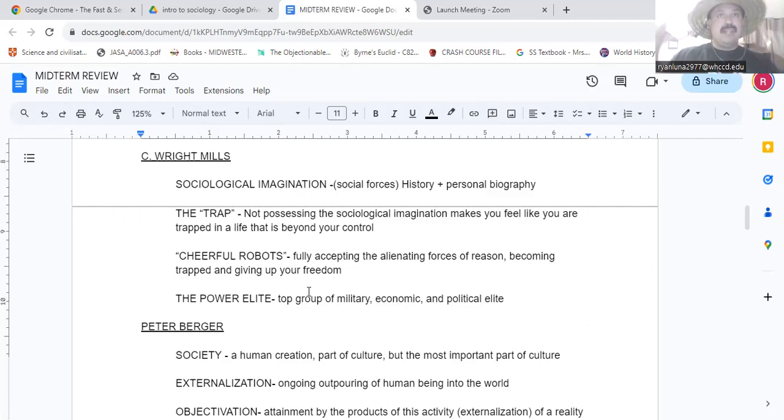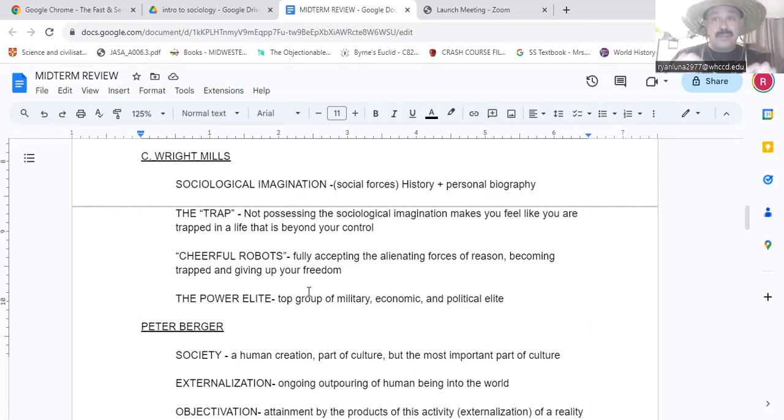There's a status quo in the United States, but there's also subcultures or subgroups with their own status quo, all kinds. And cheerful robots, like what's popular. So fully accepting the alienating forces of reason, becoming trapped and giving up your freedom. Okay. A little bit more bleak the way Mills says it. But it's true. People who are basic, people who do whatever's popular, they're kind of like robots. They behave mechanically and just base their beliefs on what's popular.